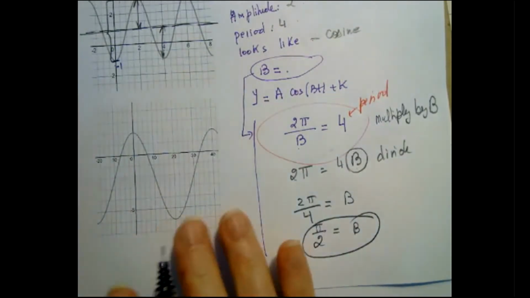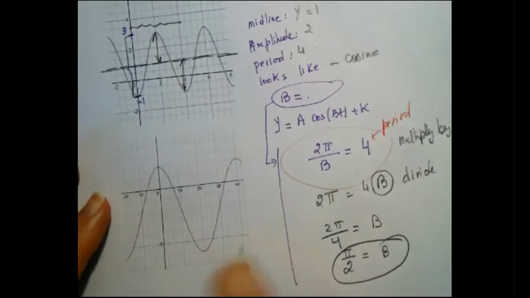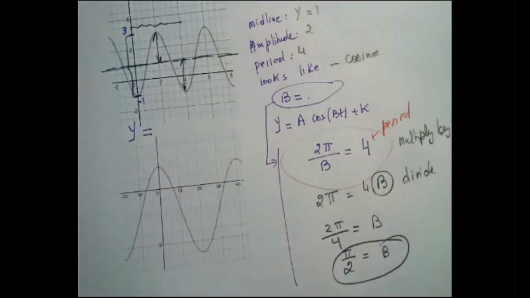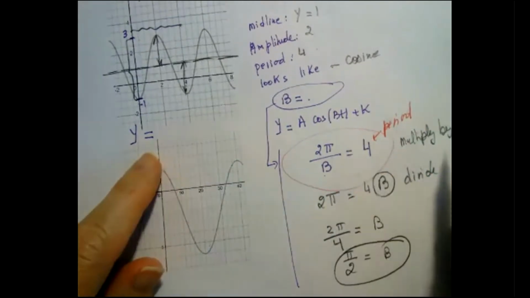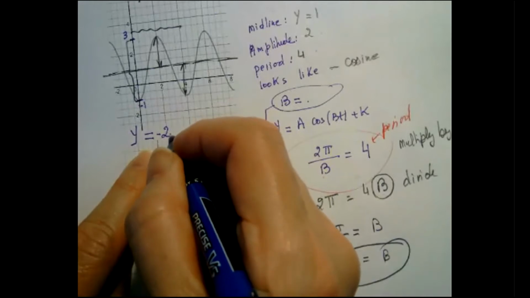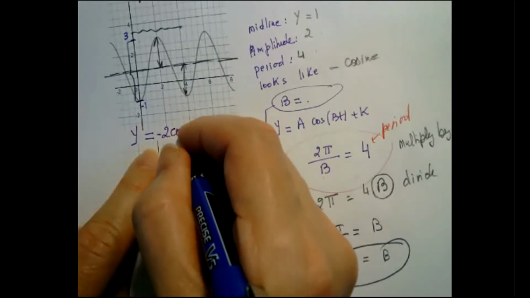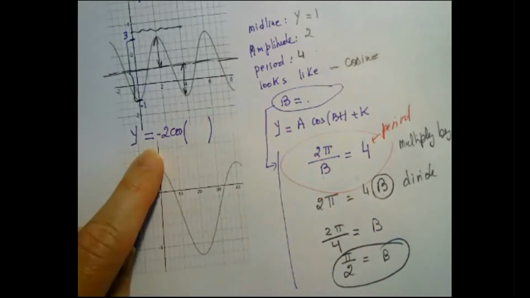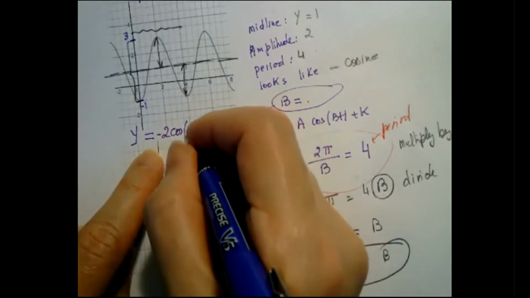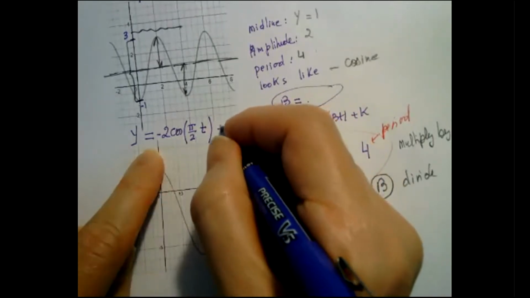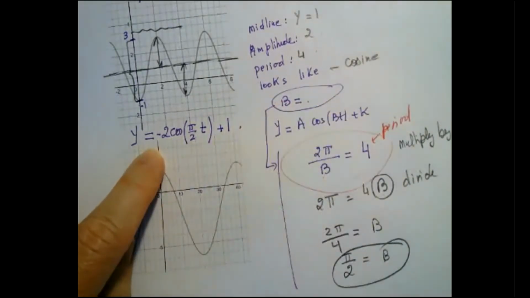And then now I need the formula for my function. So my y will be equal to every piece. -2. -2. I'm listening. Cosine, parentheses, pi over 2 T, plus 1. There is a T in here. That will be the graph.